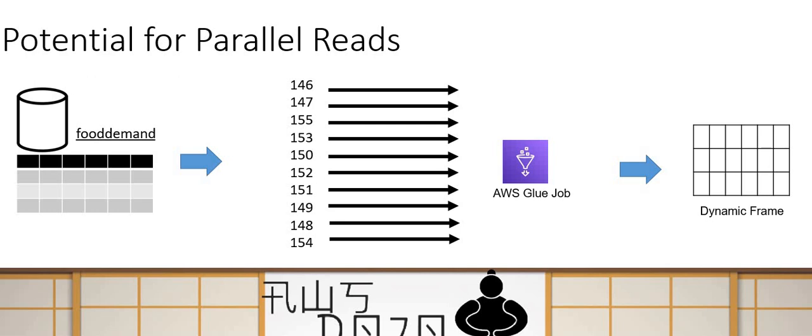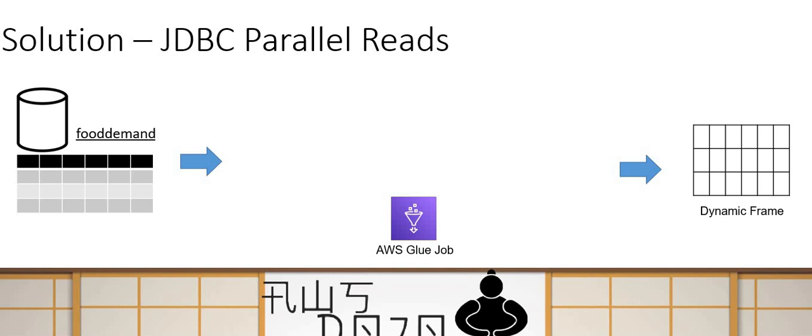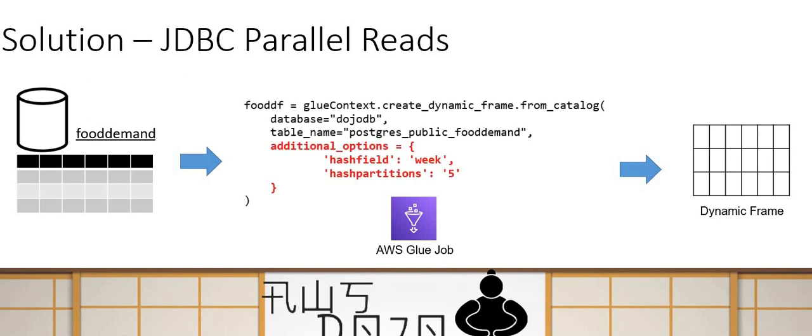It's a pretty straightforward and simple concept, guys. So what is the solution? The solution is JDBC parallel reads, and that is very straightforward. You take the same code which I showed you earlier, where I'm reading using the from catalog method from a catalog database and catalog table. Sorry, I put the table name differently here, but it doesn't matter. It's more of a typo. It should be food demand at both places, or Postgres public food demand at both places. So don't get confused by that.